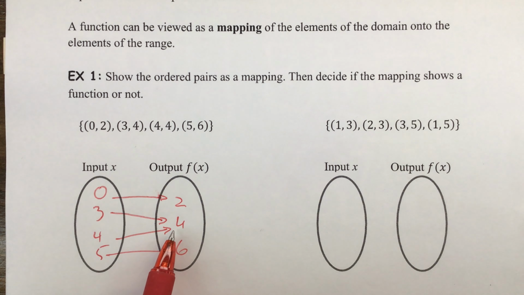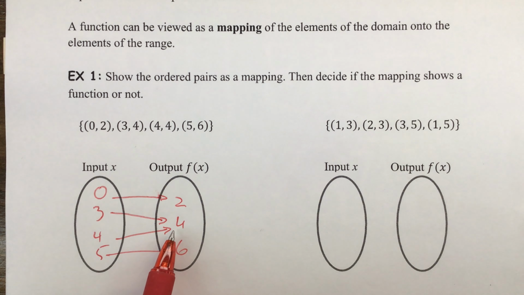The second mapping, the inputs are going to be 1, 2, 3, and 1. Okay, so you've got a repeated 1, but you don't need to list that twice. So you've got 1, a 2, and a 3. The domain has 3 elements inside of it. The range, or the output, is going to have a 3, a 3, a 5, and a 5. So it only has 2 numbers here. It has a 3 and a 5.